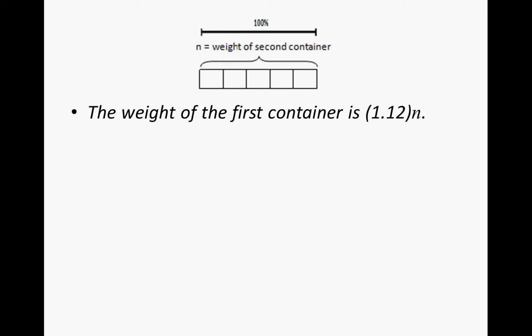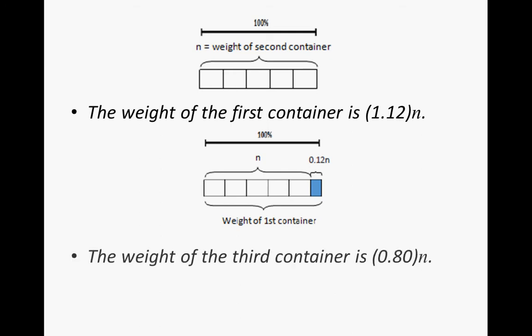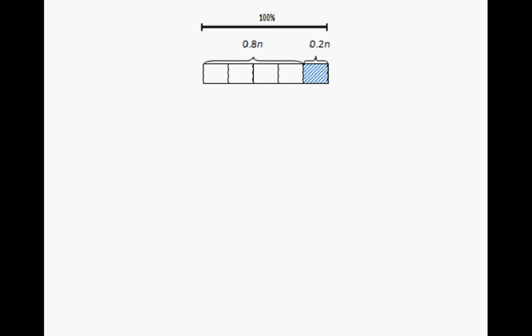So the weight of the first container is 1 and 12 hundredths times n, because remember it said it is 12% more. So this would be 100% plus 12%, so that would be 1 and 12 hundredths times n. Now the weight of the third container is 80% or 80 hundredths times n. So that means we would take off the 20% of n, which means that it is 80% of the second container.